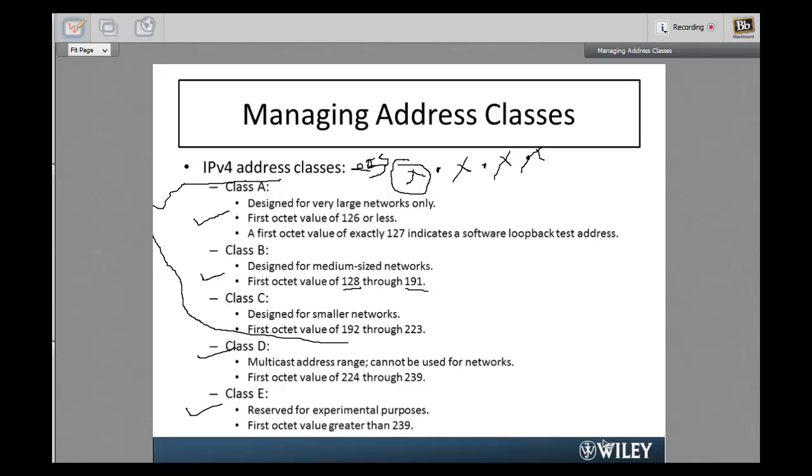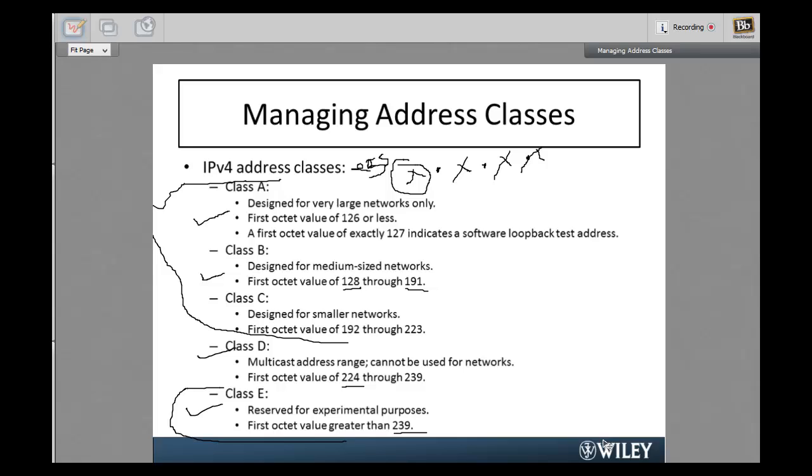So it cannot be used for a network. These are for multicast only, and they start from octet 224 through 239. E cannot be used at all, either for multicast or for a network, because it is reserved for experimental purposes. They are all the octets more than 239. So how can you remember this?